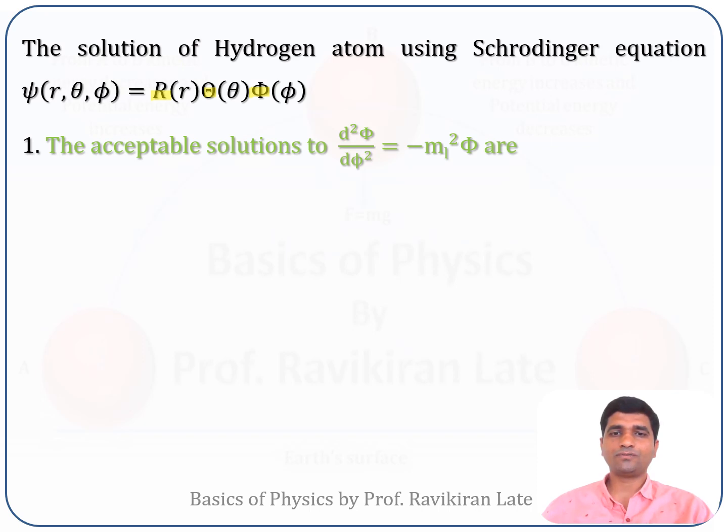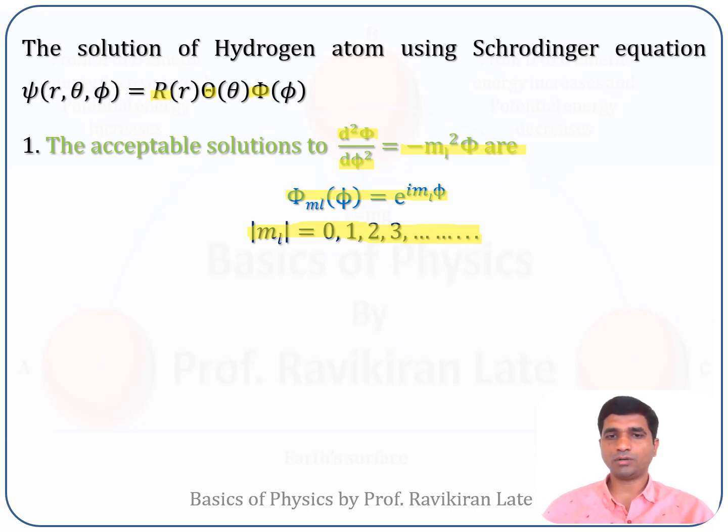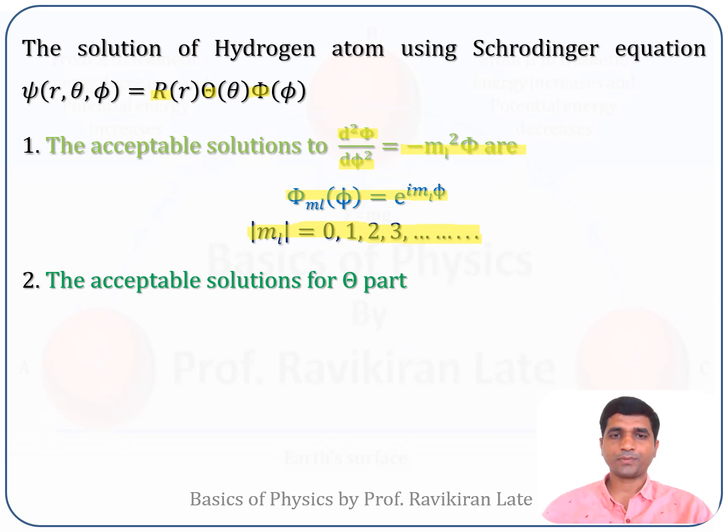The acceptable solution to the first equation which we get after applying the method of separation of variables, that is d2 phi by d phi square is equal to minus ml square phi. That was the first equation which we have separated, and its solution we got in terms of phi of ml, e to the power i ml phi. That was the solution, and this solution imposed a restriction on this constant value of ml, that is, ml can take values 0, 1, 2, 3, that is, the absolute values of ml can be 0, 1, 2, 3, means it can be positive as well as negative including 0.